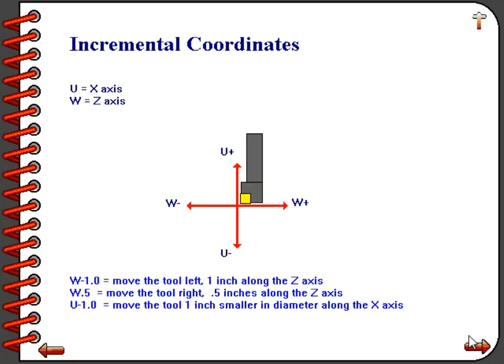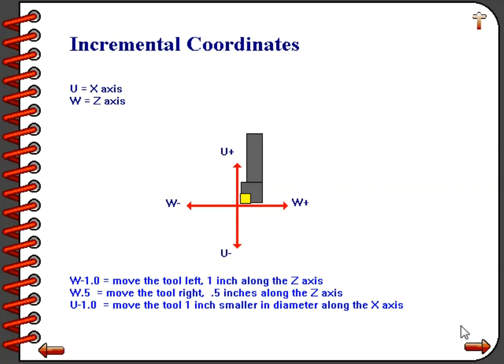Incremental coordinates are used to tell the tool how far and in which direction to move. We would specify the direction by using the letters U or W. For example, if I wanted the tool to move to the left along the Z-axis a distance of 1 inch, I would command simply W minus 1.0. If I wanted the tool to move to the right a half of an inch, I would command W 0.5, and the tool would move to the right along the Z-axis 0.5 inches.